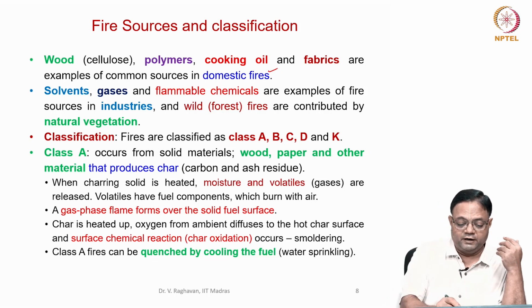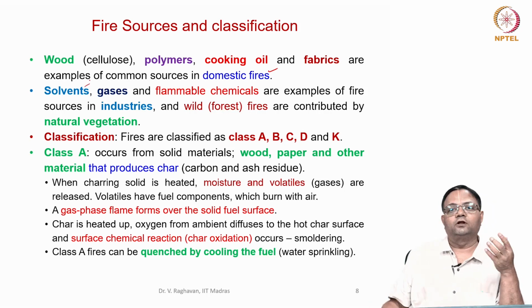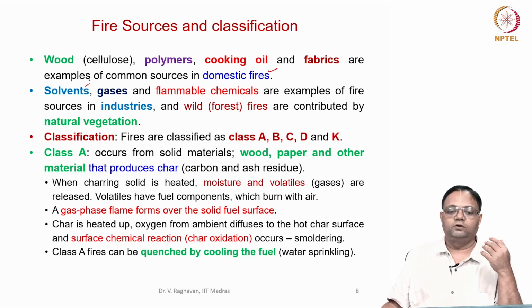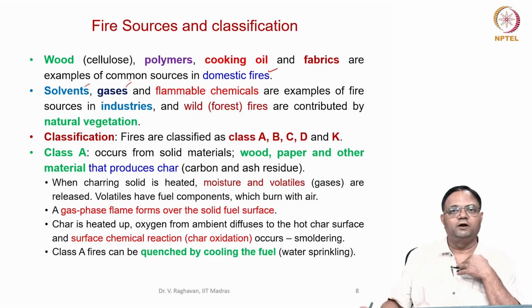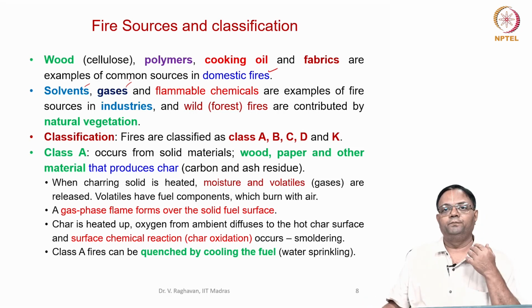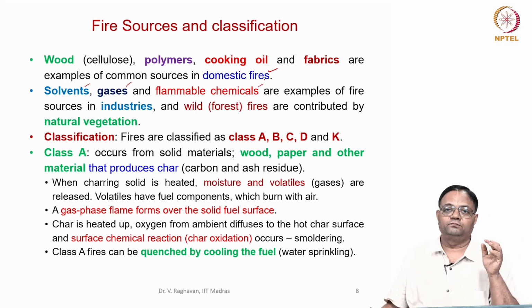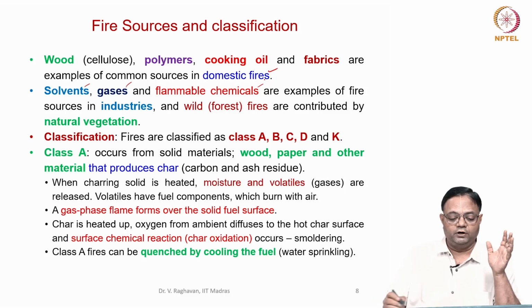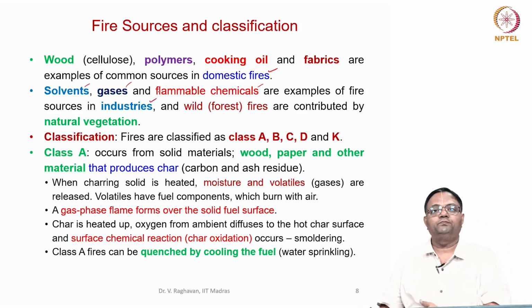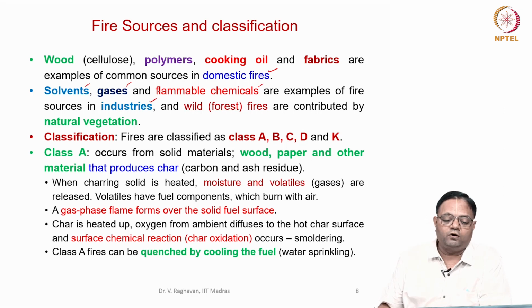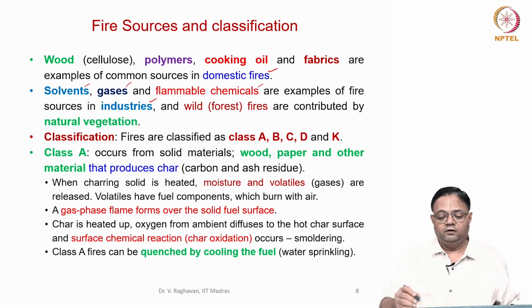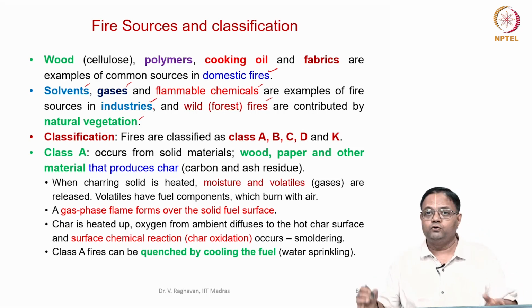Now, take industries, solvents. So, ethanol is a solvent, acetone is a solvent. These are all flammable solvents. Then, several gases are used in several industries. Okay, LPG, the natural gas, etc. Now, there are several other flammable chemicals which are used in industries. These become the source for fires. Then forest fire, the vegetation, natural vegetation, forest itself is the source for the forest fire, on a very huge scale.